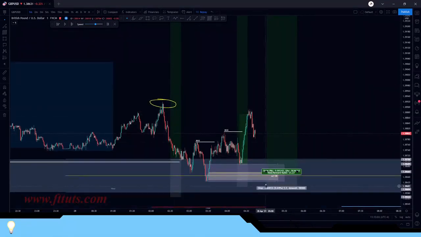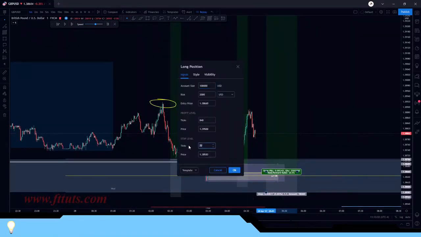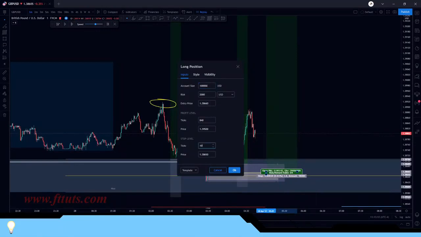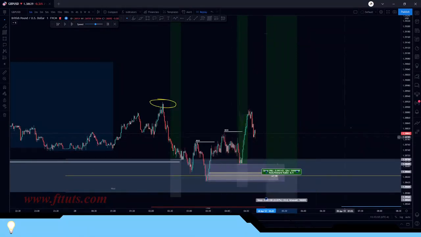However, I ended up using the 15-minute low at 7.5 pips, and I believe I just rounded my stop loss for 10 pips. Sorry, this is 10 pipettes. So 10 pips and a 1% risk on a $100,000 account with my FTMO would be just a rounded 10 lots. Okay, so this was my actual entry.